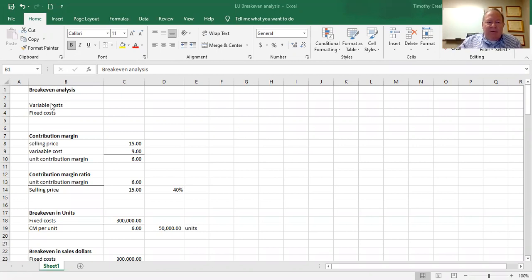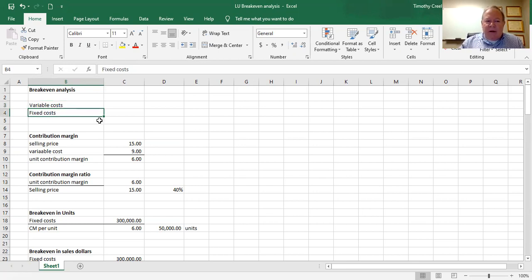It starts off with a discussion of two important elements of it. One is variable cost and the other is fixed cost. Now, variable costs are costs that are based on activity. As activity goes up, variable cost goes up. As activity goes down, variable cost goes down. A lot of times you'll see variable cost as direct materials and direct labor. The more of a product you produce, the more direct labor and direct materials you're going to use. The less you produce, the less direct materials and less direct labor you're going to use. So variable costs are based on activity.